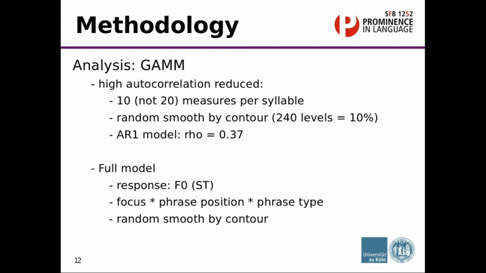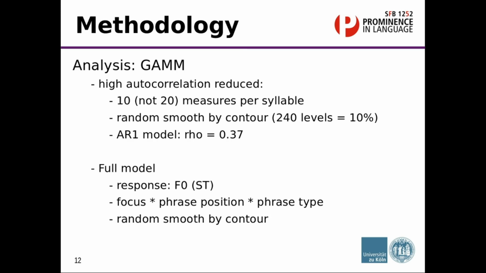We also added a random smooth by contour to the model. This random smooth would have consisted of 2,400 levels, one for each contour collected from all participants. However, this severely increases the computational cost of the model. Therefore, we reduced the levels to a subset of 10%, so 240 levels.